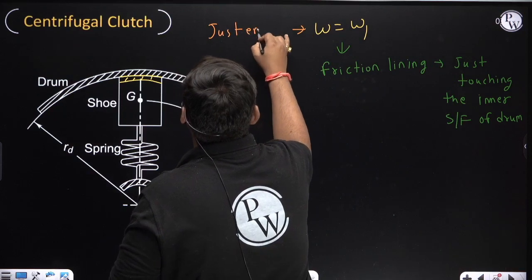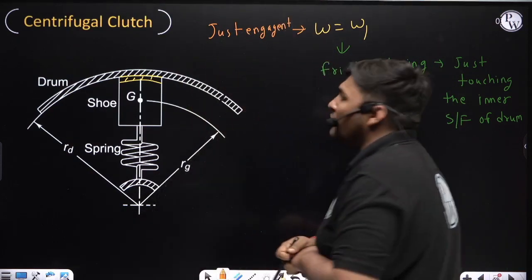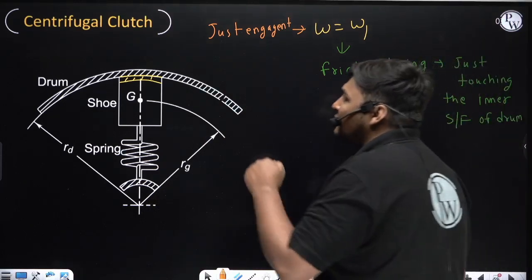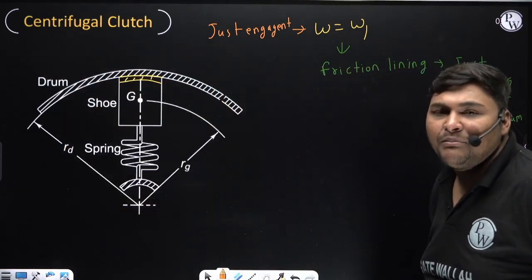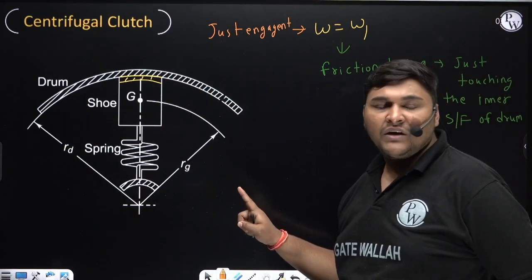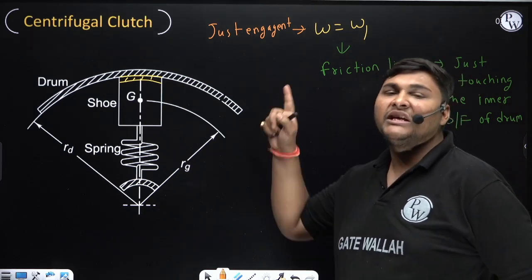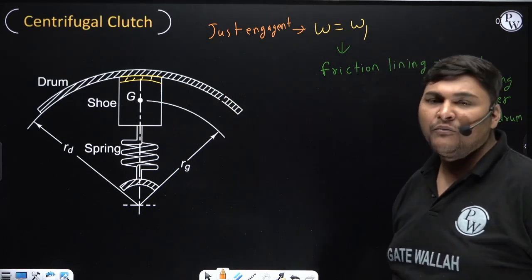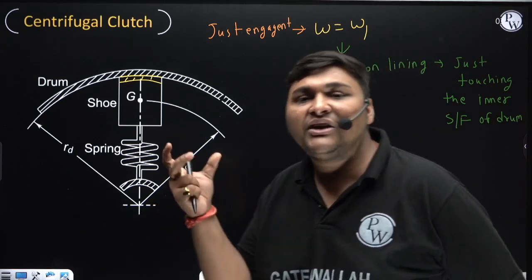Just engaged. What is just engaged position? It is the position when omega is equal to omega 1, or it is the position when the friction lining is just touching the drum. Just touching the drum means now the spring cannot elongate further, first conclusion. And second conclusion is at that position centrifugal force will be balanced by spring force, because at just engaged position also the spring has elongated freely.